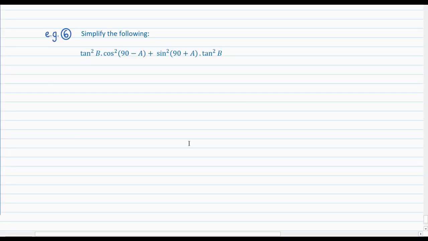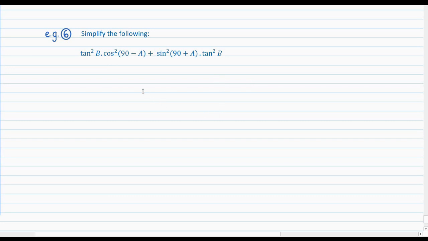The question says you need to simplify the following expression: tan squared B times cos squared (90 minus A) plus sine squared (90 plus A) times tan squared B. So there are two unique things about this example. One is that now we have trig functions with 90-degree values inside the brackets. The other is that now we have two different angles, an angle of A as well as an angle of B, whereas in the previous examples it was always just the same angle of theta or alpha or whatever. But there's no stress, we'll just break it down one step at a time.